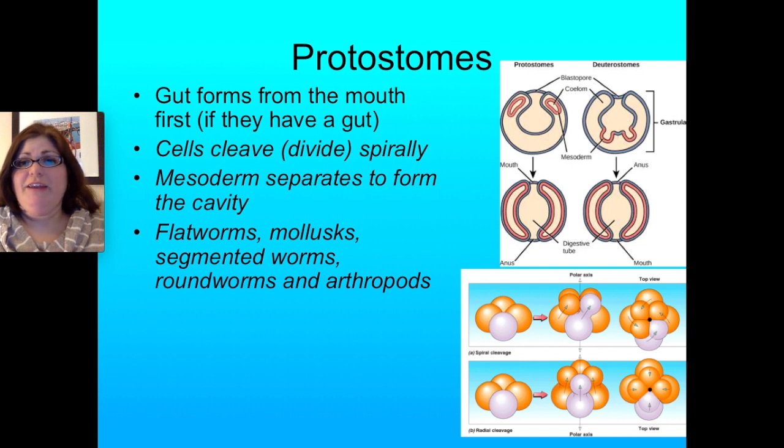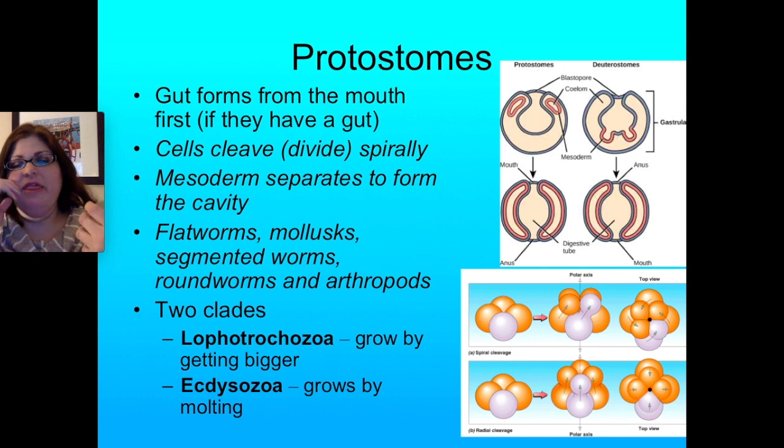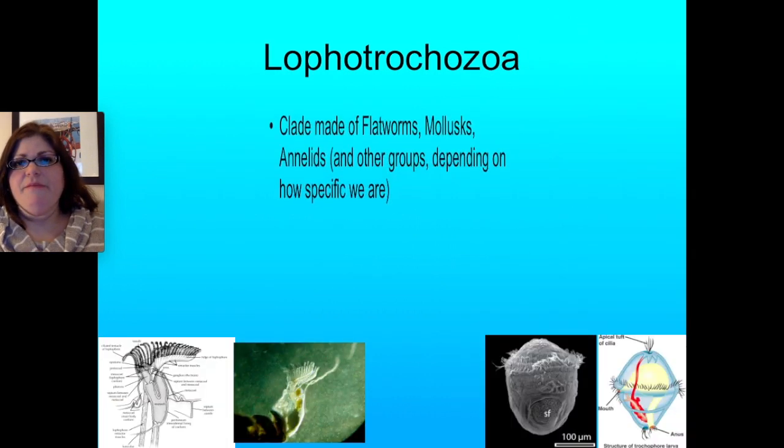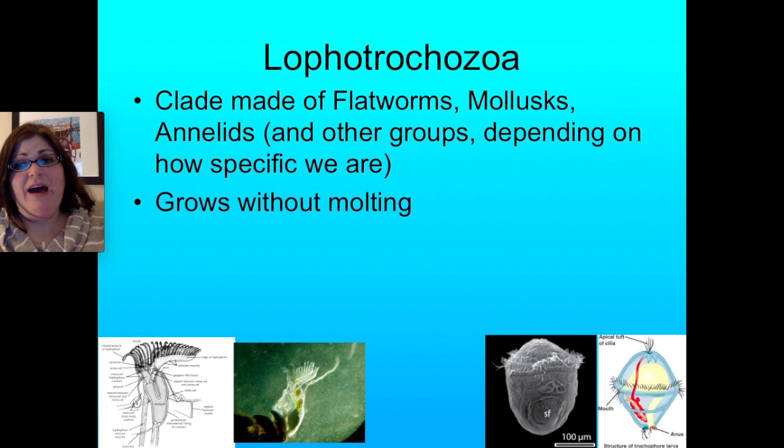So protostomes are divided into 2 clades, and the 2 clades are based upon how they grow. There's more to it than that, but for now, how they grow. So the first one, which is a little bit tricky to pronounce, is Lophotrochozoa. And Lophotrochozoa grow simply by getting bigger. Whereas Ecdysozoa is another one that involves molting because they have an outer coating. So we'll start by talking about Lophotrochozoa today. Lophotrochozoa are the clade made up of flatworms, mollusks, and annelids, among others. And again, I mentioned they grow without molting.